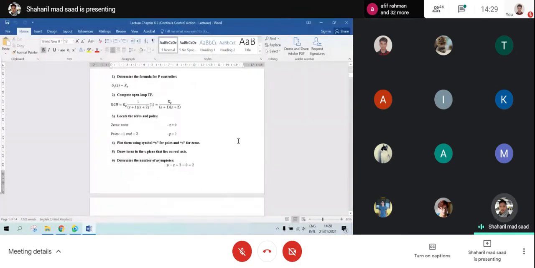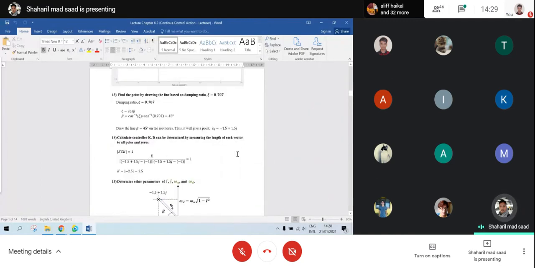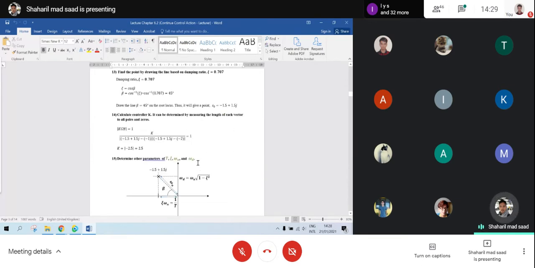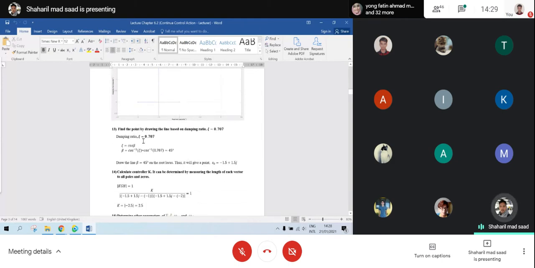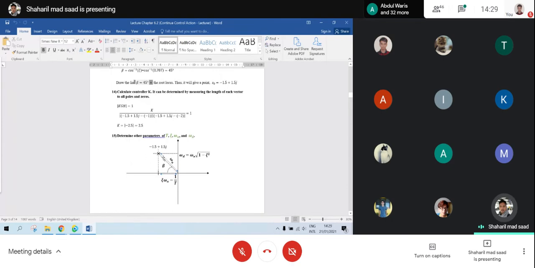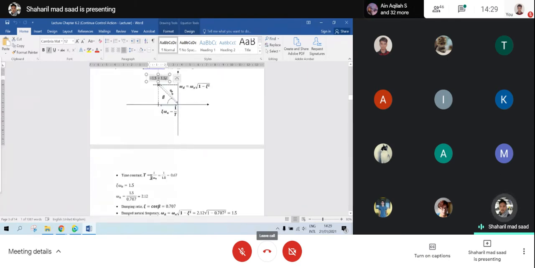In this one, you need to draw the root locus again. You need to use the graph paper, so please bring the graph paper, and then you draw the root locus again. If given the damping ratio, you can find the value in this one, and then you can find the K value. This you can straight away use your calculator, right? From the graph you can get the value, and then you can subtract all the roots, all the zeros.